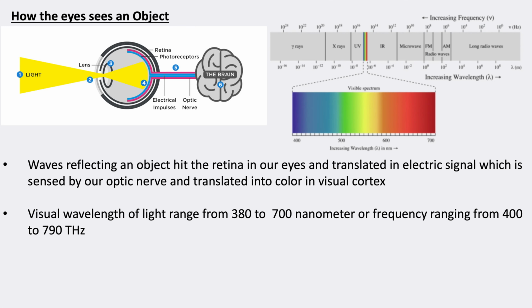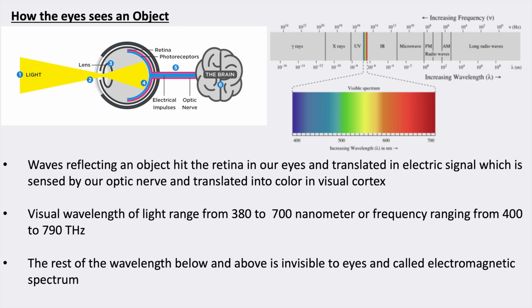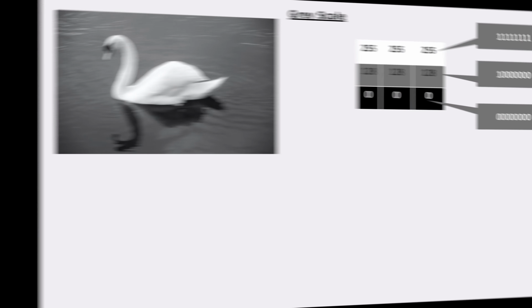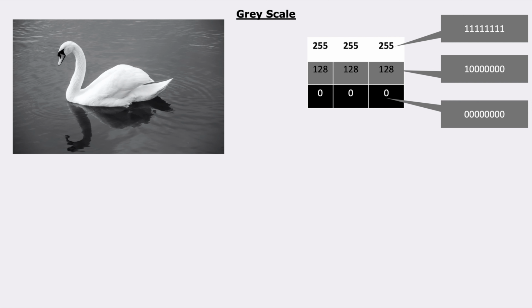Our eye can only understand a range of wavelengths of light known as the visible spectrum, which ranges from 380 nanometers to 700 nanometers, or 400 terahertz to 790 terahertz in terms of frequency. The rest of the wavelengths of light are invisible to us and are also called the electromagnetic spectrum. When an image is stored digitally, it is stored as a matrix of pixels which have color information.